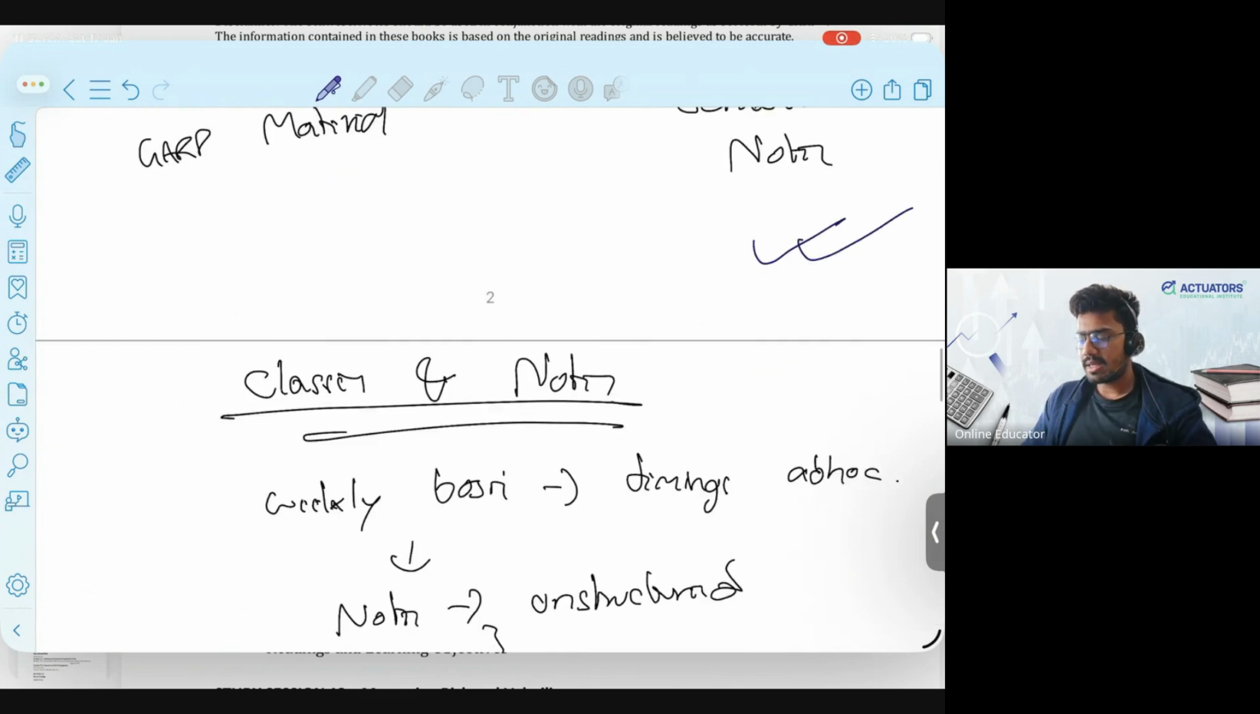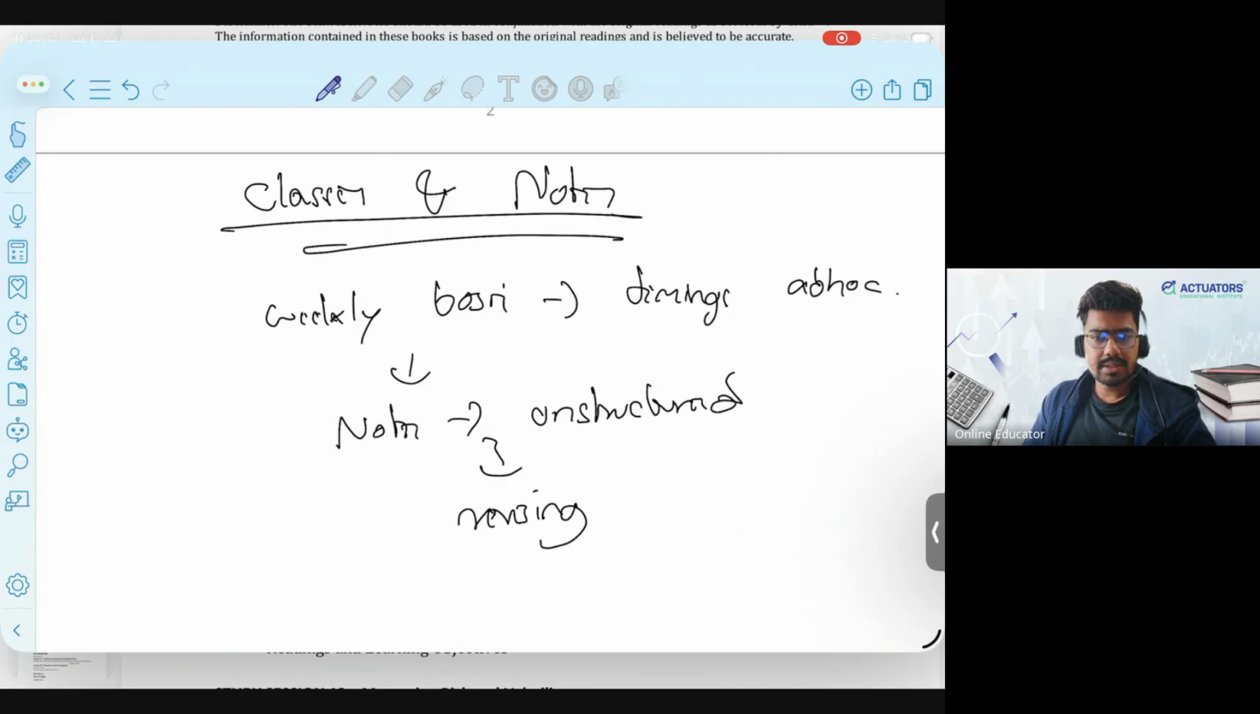Classes will happen on a weekly basis. Timings can be different, but weekly classes are happening, and notes will be provided. They will be a little unstructured, but they are used for revising purposes. And in classes, notes have been properly dictated. You can use those for revision purposes. Those are very good, I believe. So please write when I am dictating. It is going to be helpful when you revise.